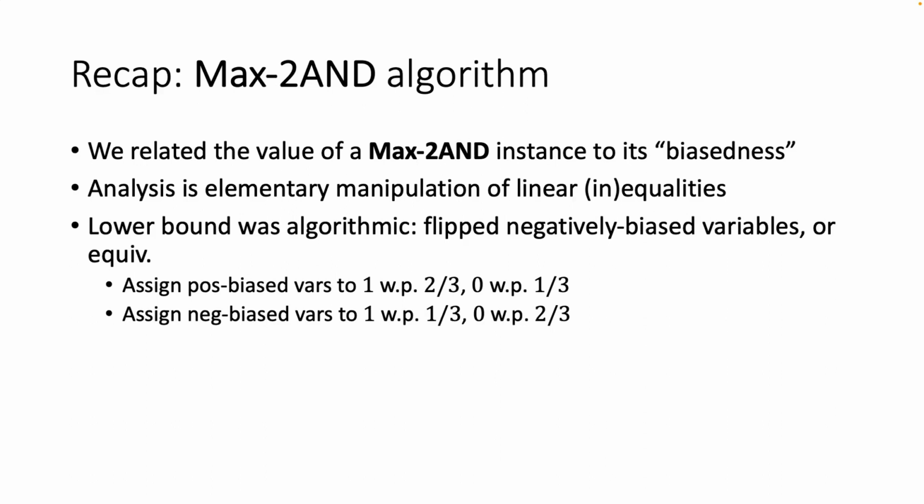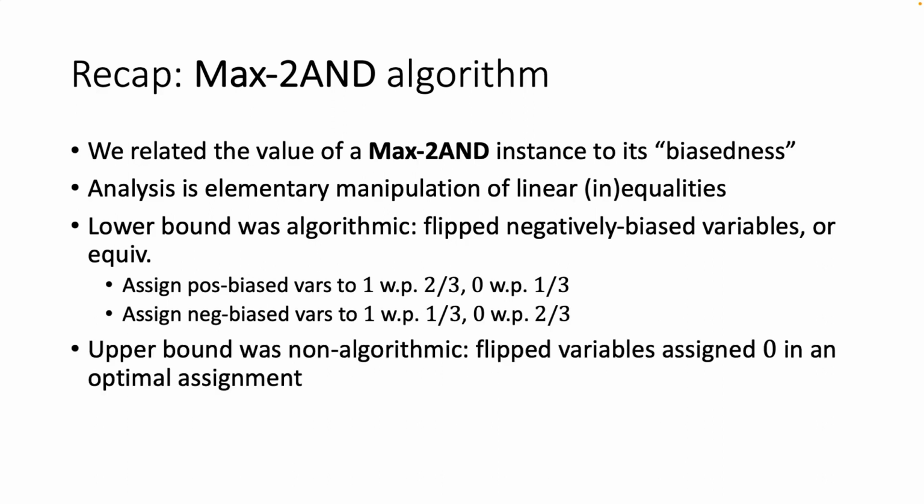You take your instance, you look at every positively biased variable, and you assign it to 1 with probability 2/3 and 0 with probability 1/3. And then you take every negatively biased variable and assign it to 1 with probability 1/3 and 0 with probability 2/3. And this analysis implies that that is a 4/9 approximation. Okay, and for the upper bound, you had to flip variables according to what an optimal assignment is. So this doesn't necessarily give a classical algorithm or anything.